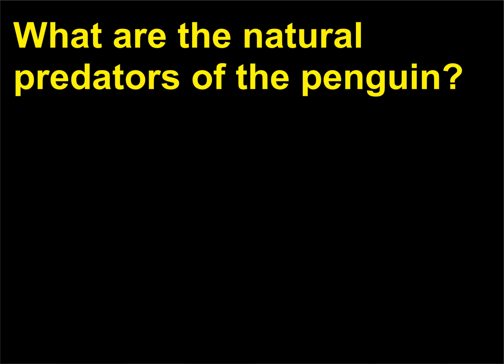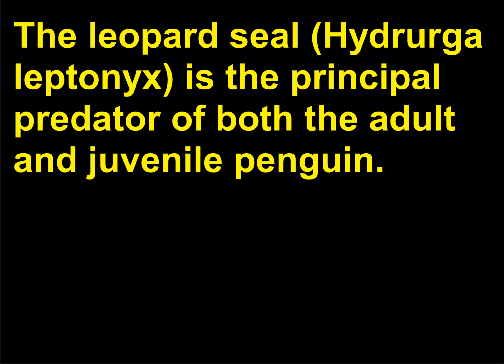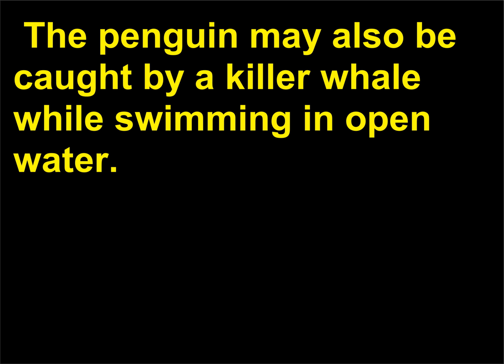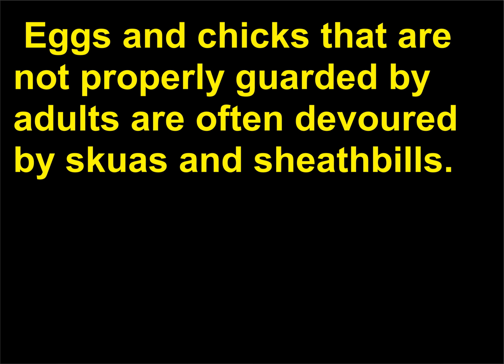What are the natural predators of the penguin? The leopard seal, Hydrurga leptonyx, is the principal predator of both the adult and juvenile penguin. The penguin may also be caught by a killer whale while swimming in open water. Eggs and chicks that are not properly guarded by adults are often devoured by skuas and sheathbills.